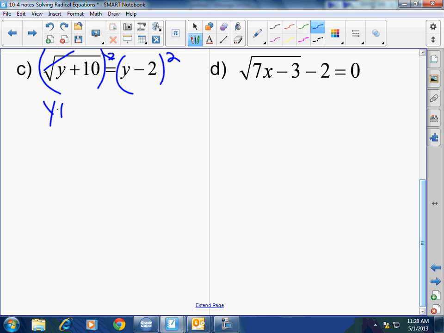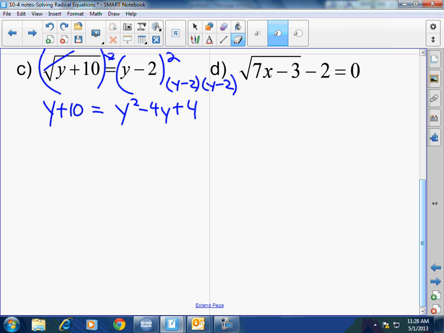I got y plus 10 equals. This is a perfect square. So it's going to be first term squared minus 2 times the first times the second term plus the second term squared. If you didn't remember that from a couple chapters ago, I suggest you learn it. If not, you're going to have to go the long way and go y minus 2 times y minus 2 and do FOIL. But we are already past that method. I have taught difference of squares and perfect squares many times, so please learn it.